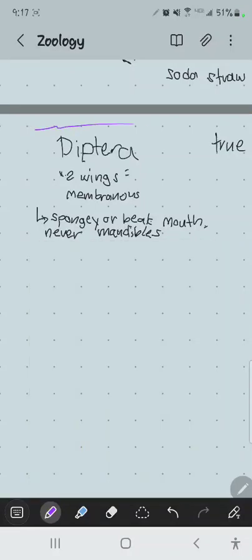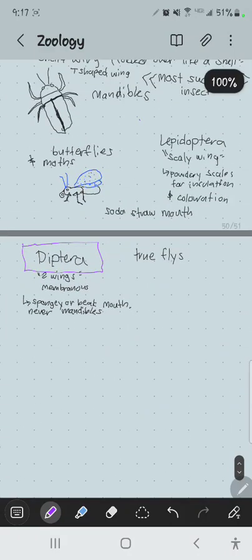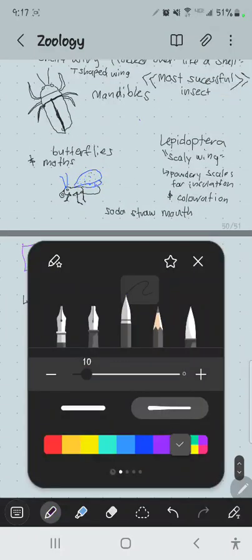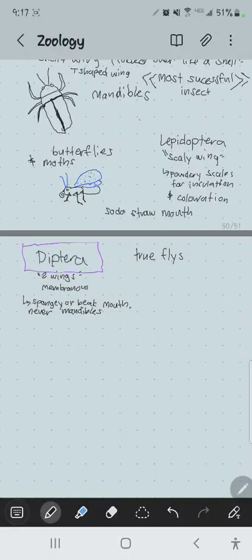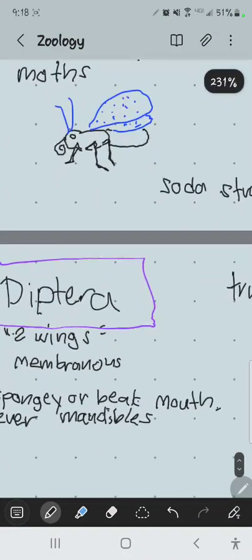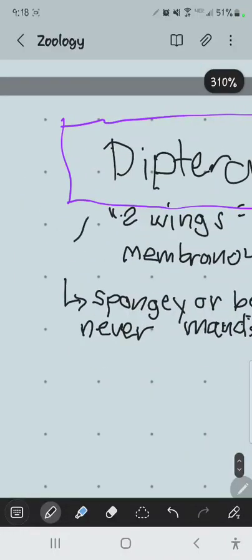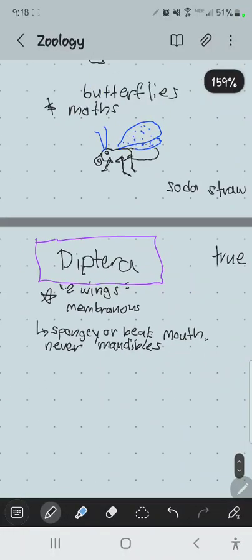Antennae are variable. Some have long, some have short. I think the key feature is 1 pair of membranous wings. That's the key trait of these. Let me go ahead and draw a fly here.